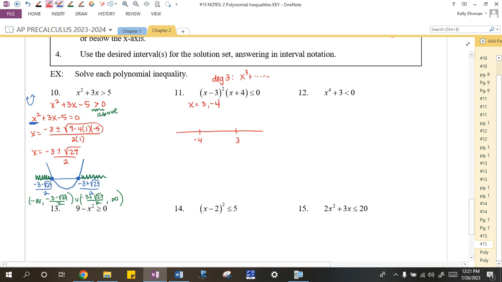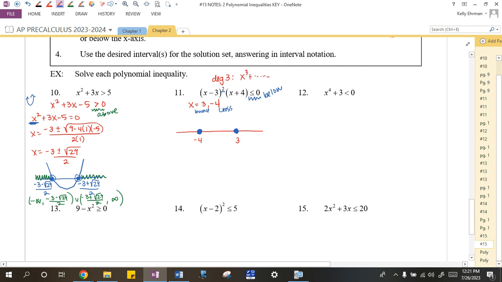This problem is less than or equal to, so we're looking for when the graph is below the x-axis, and we can plot those two zeros. I probably should have used open circles to plot those, so I reminded myself not to fill in the ends. And then what does this graph look like? Remember, at 3, because you have a multiplicity of 2, the graph, for lack of a better word, bounces or does not change signs at 3. At negative 4, it's going to cross.